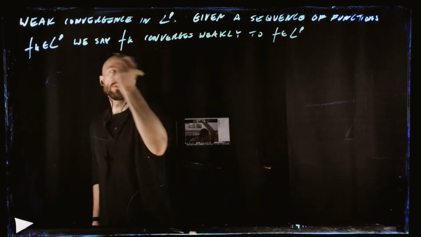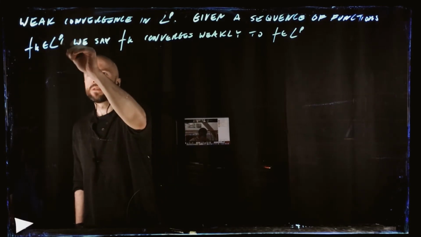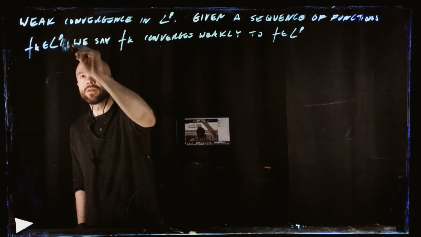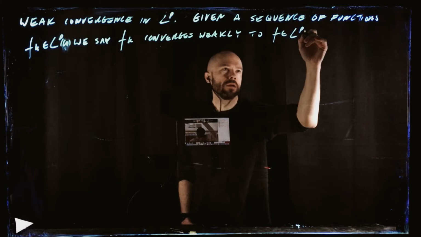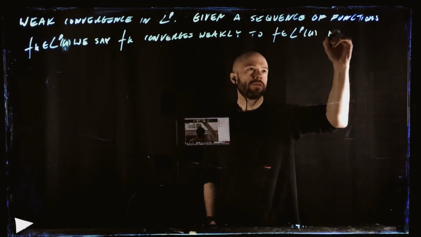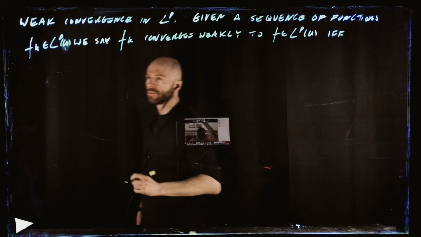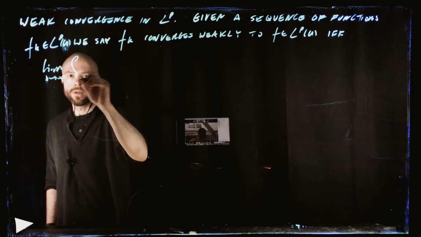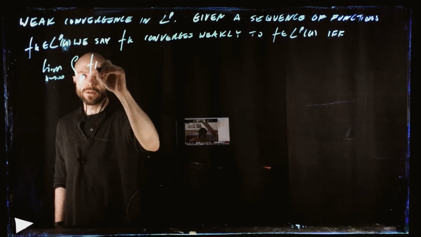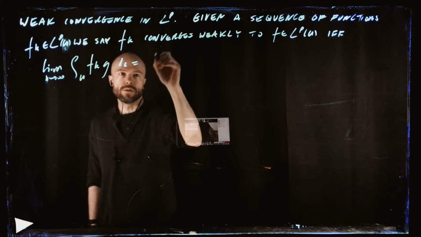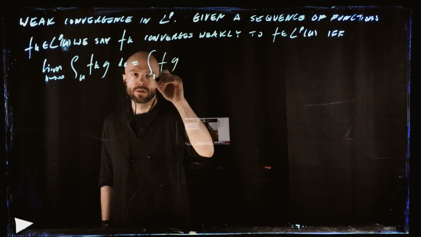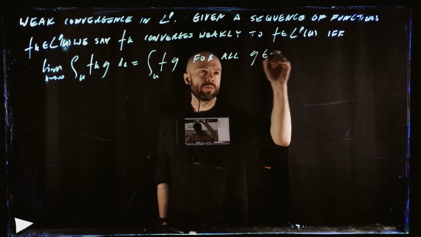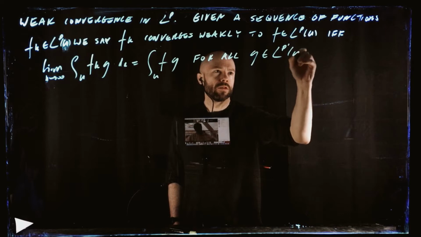We're going to do everything on bounded domains. So let's just give ourselves a domain U. If and only if the limit as k tends to infinity of the integral over U of f_k times g is equal to the integral of f times g for all g belonging to L^p' of U.